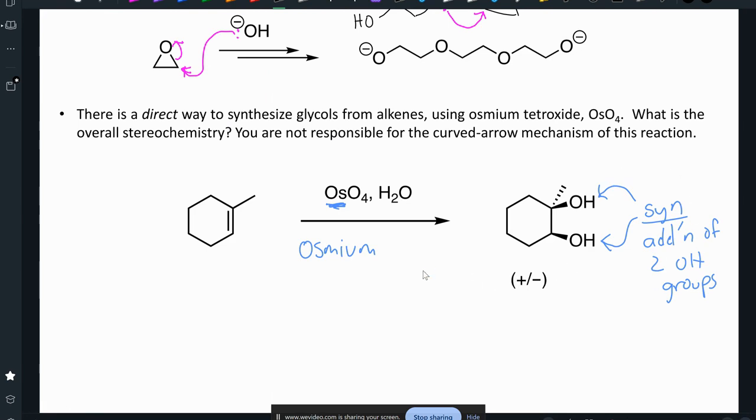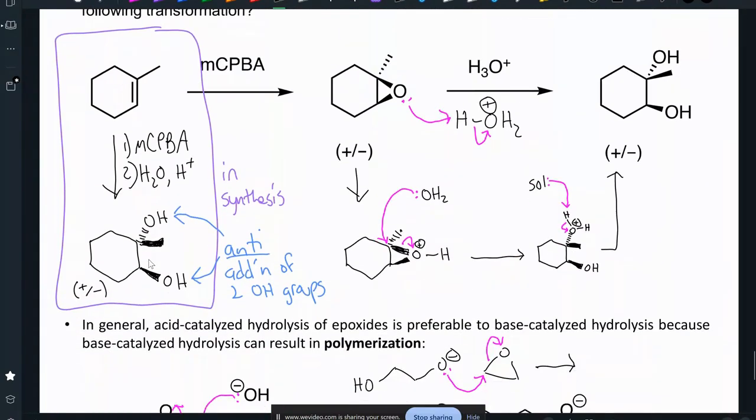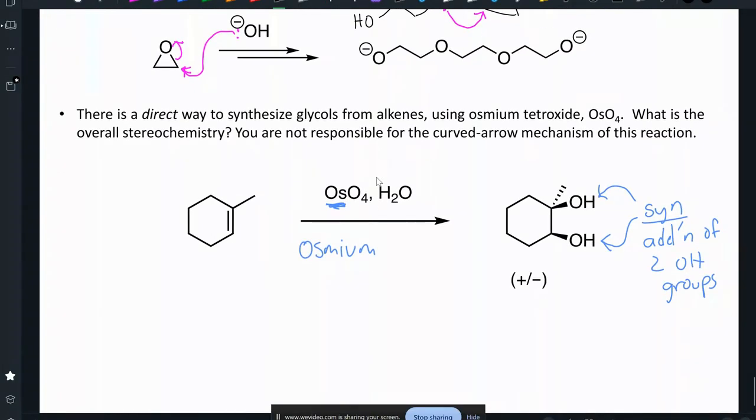So if you're in a situation where you need to form a glycol, if it's an anti-addition, use this first route through the epoxide. If it's a syn addition, you're just going to use osmium tetroxide under aqueous conditions. I'm not going to show you the mechanism for that. You can look it up if you're interested. But these mechanisms involving metals tend to look a little different than what we're used to.